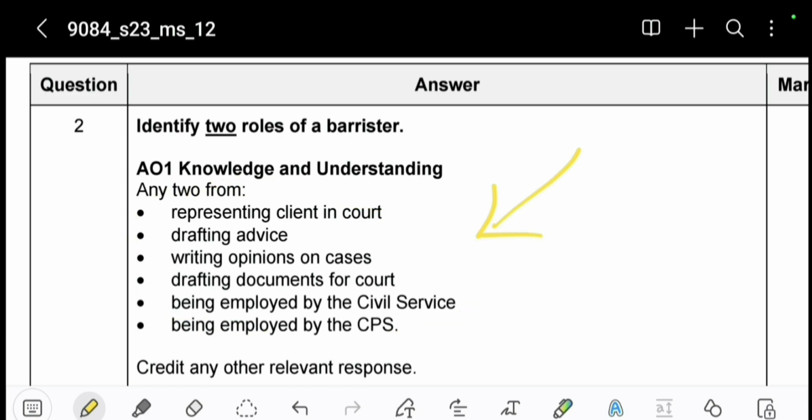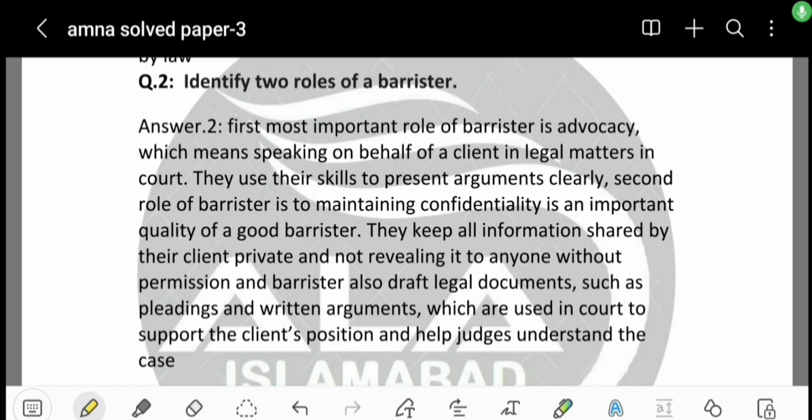If you're writing your answer, make sure that your answer resembles the marking scheme, yet it should not be completely like the marking scheme. You don't have to copy and paste the marking scheme as it is. Instead, you have to change your answer a bit while writing it. Let's see the answer I have written. The first most important role of a barrister is advocacy.